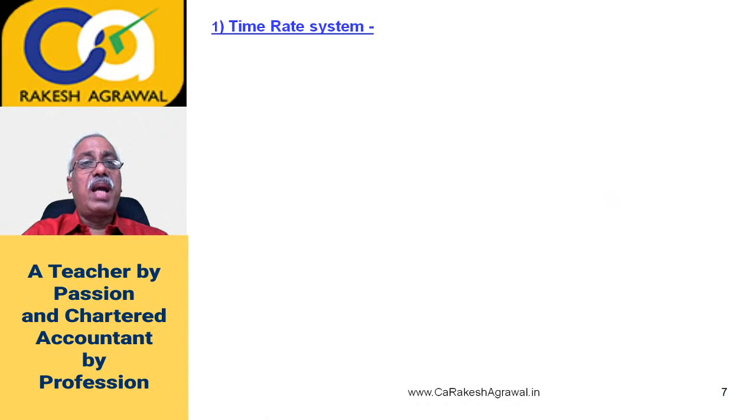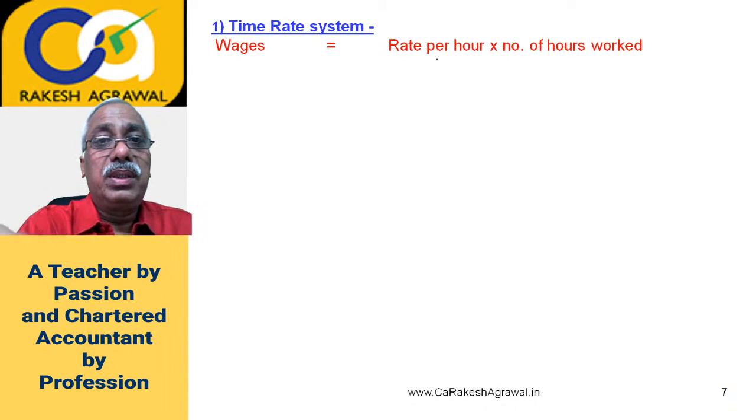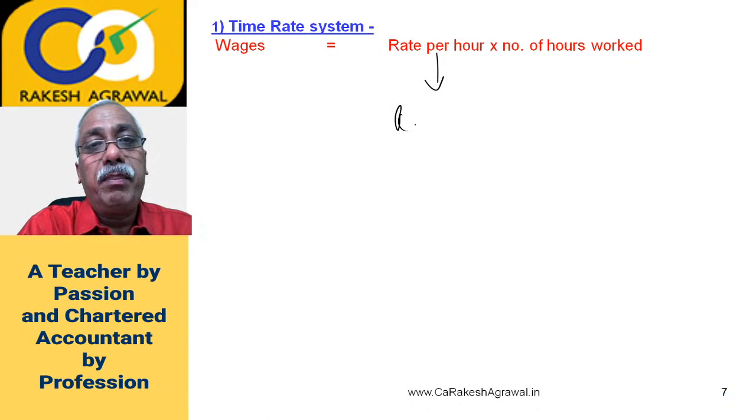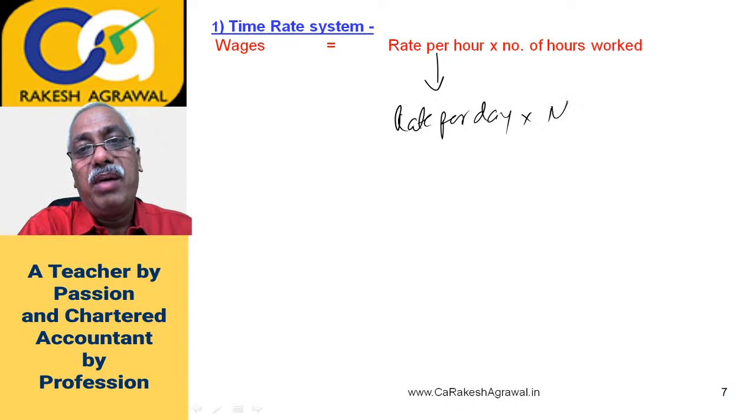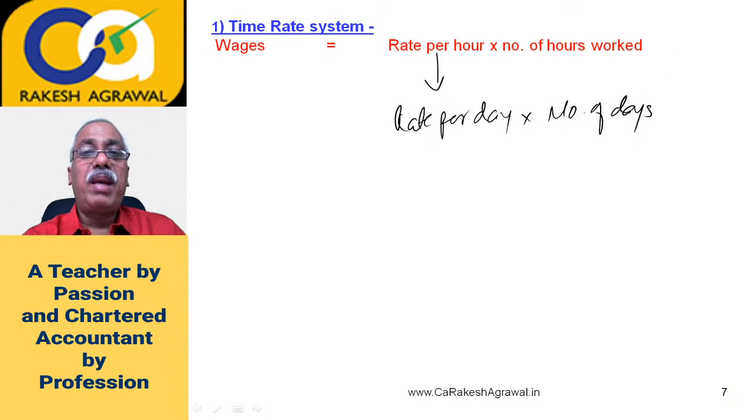First one, time rate system, the simplest method of labor remuneration, where we pay the workers on the basis of time spent by that worker in the factory. Here the formula of wages is rate per hour into number of hours worked. Now instead of rate per hour, somewhere it could be rate per day. If it is rate per day, then you will multiply it by number of days. We call it daily wages, number of days worked. If it is rate per week, then you will multiply by number of weeks, and so on.